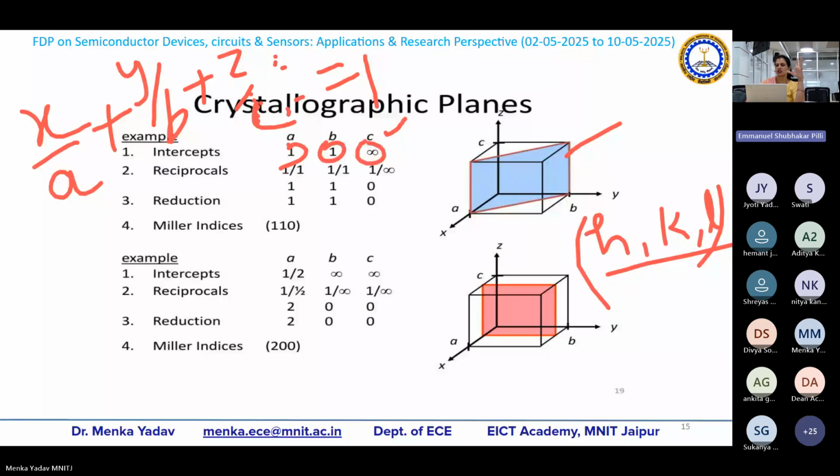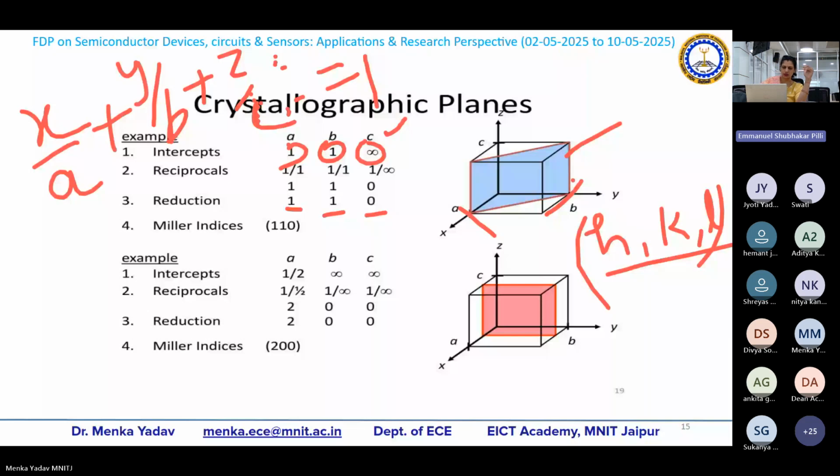So in this particular example, we can see A is cutting at 1, B is cutting at 1, and it is parallel to the C axis, right? So it will never cut the C axis. It is not going to meet the C axis at any point. So it means this is 1, 1, and 0. These are the Miller indices.